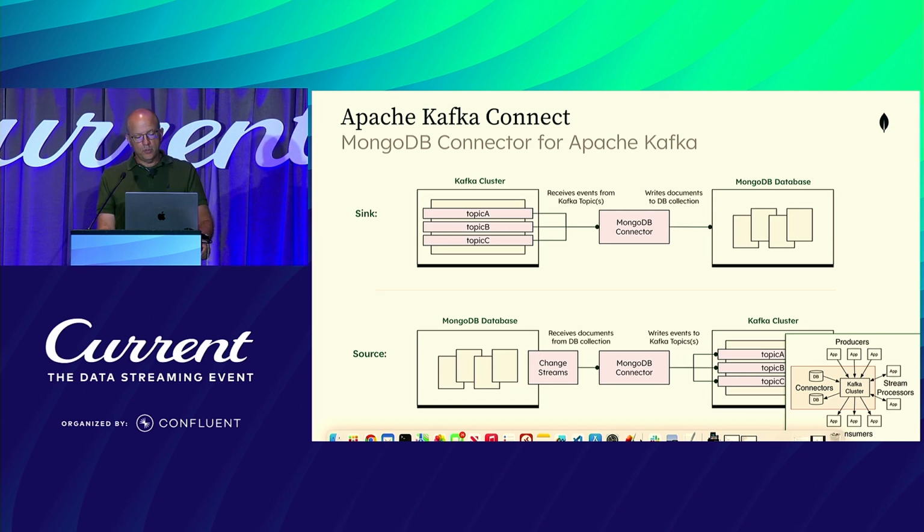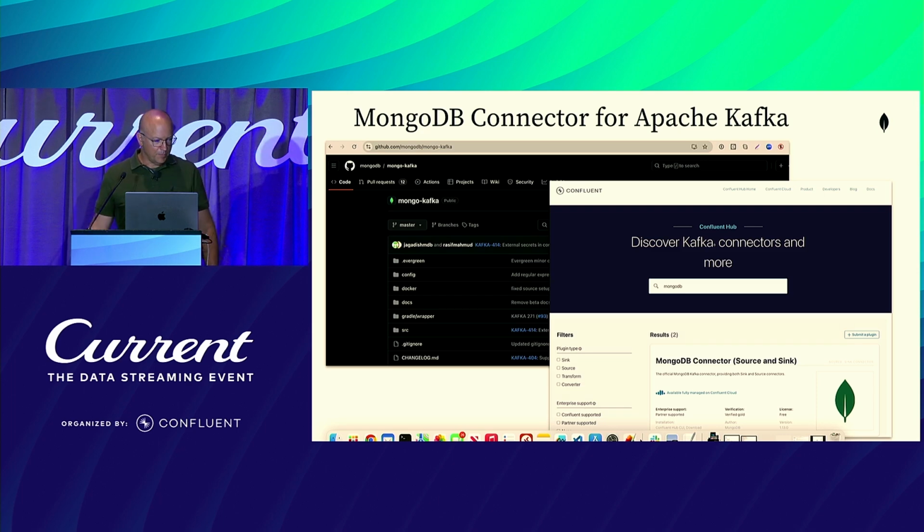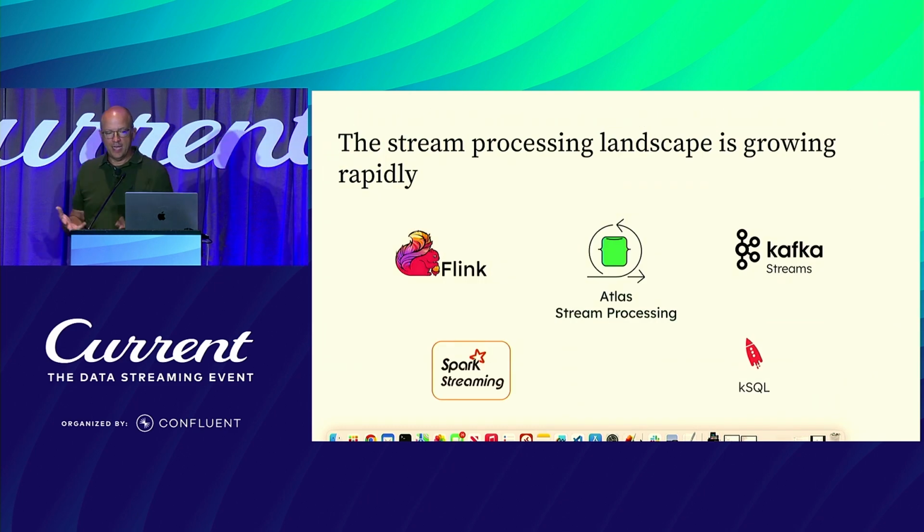There is another option, though, to interact with MongoDB with Kafka topics, and I'll talk about that in a moment. The MongoDB connector for Apache Kafka is open sourced, so you can download it. You can create PR requests if you want additional functionality. It also is hosted on Confluent Hub, so this is how you can download it. You can also use the Atlas Source and Sink, which is a hosted offering in Confluent Cloud, which you can go there and use as well. So now we're talking about stream processing.